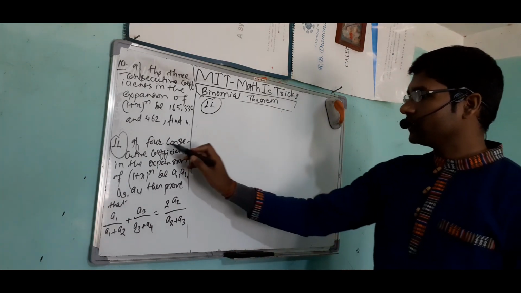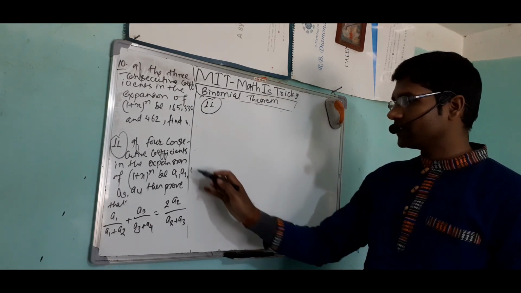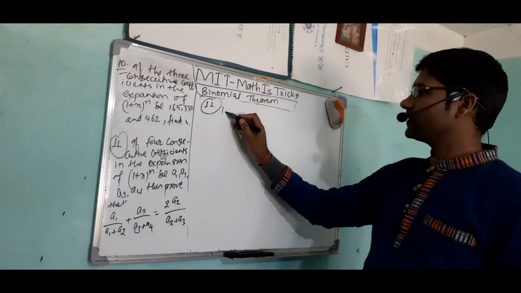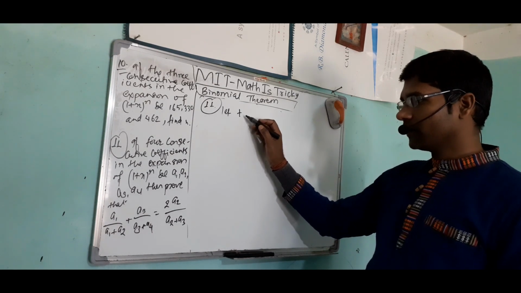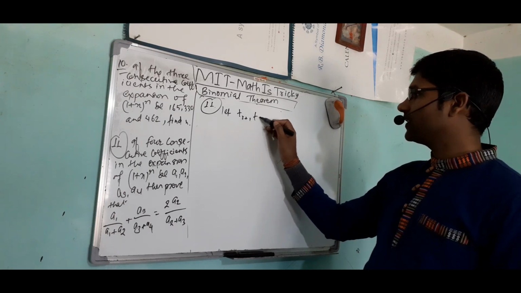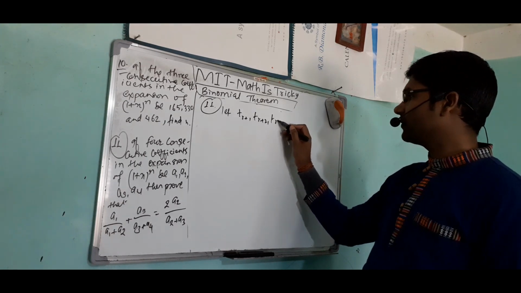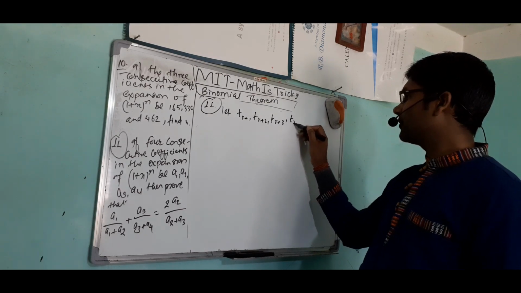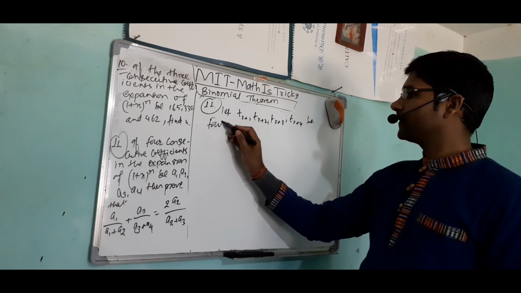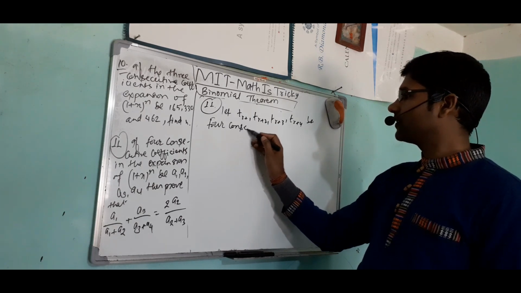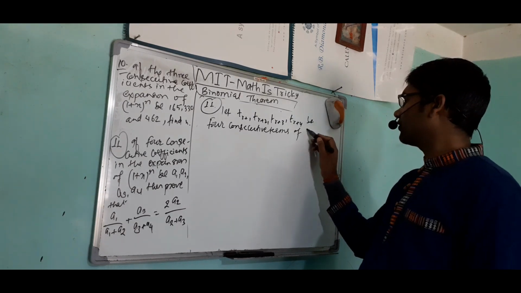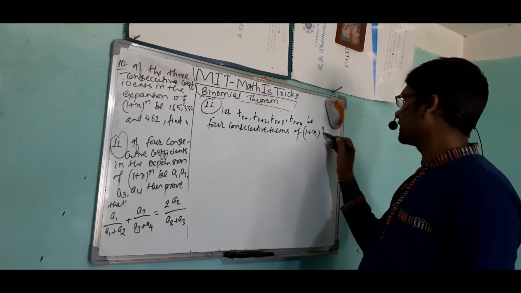We are given that 4 consecutive coefficients in the expansion are as before. Let's suppose t r plus 1, t r plus 2, t r plus 3, t r plus 4 be 4 consecutive terms of (1 plus x) power n.